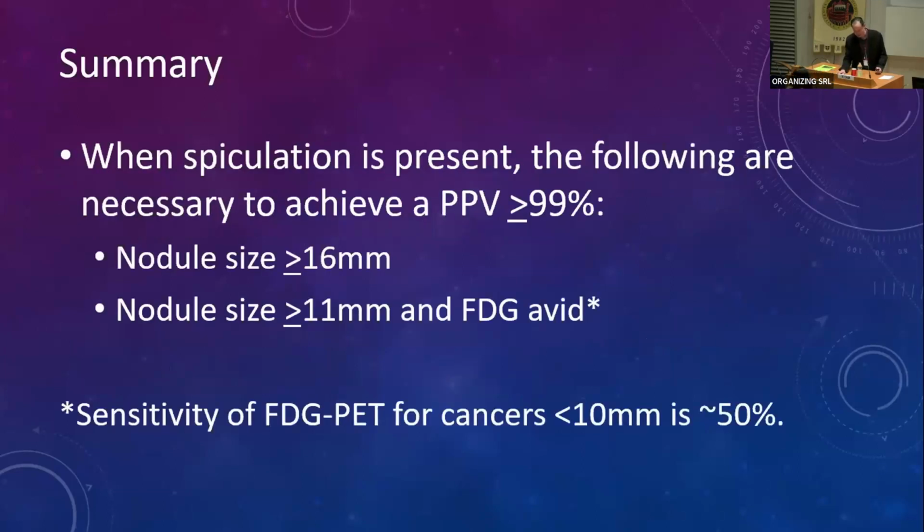When speculation is present, the following is necessary to achieve a positive predictive value of greater than 99%. The nodule has to be at least 16 millimeter in size, or it has to be at least 11 millimeter and FDG avid. I also want to point out that the sensitivity of FDG PET for cancers less than 10 millimeter is only about 50%, and so that second situation may not be very easily encountered.